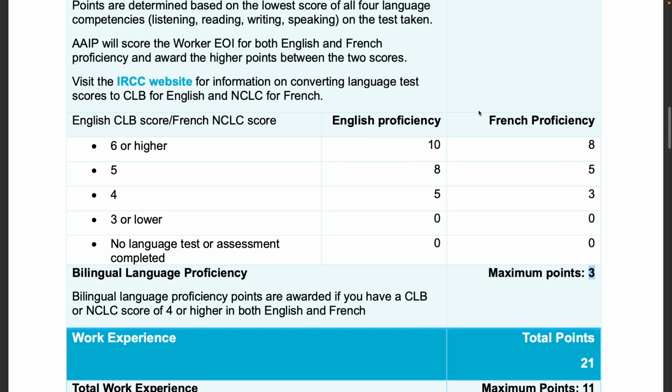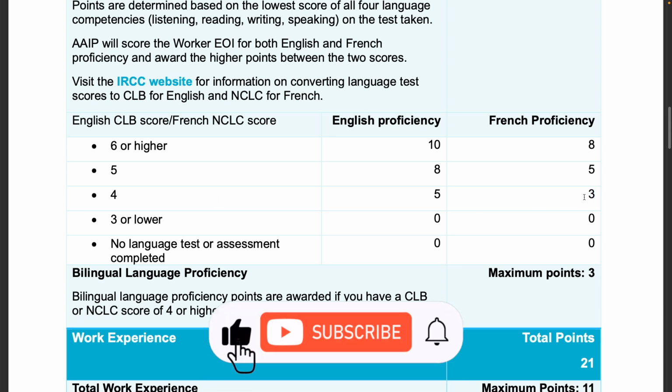Even if you provide 2 CLBs, you will get the highest point, be it in English or in French. For example, you get 4 in English and 8 in French. You will get awarded 8 points. Similarly, say you got 10 in English and 3 in French. You still qualify because it's 4 or more, but you will get awarded 10 points.